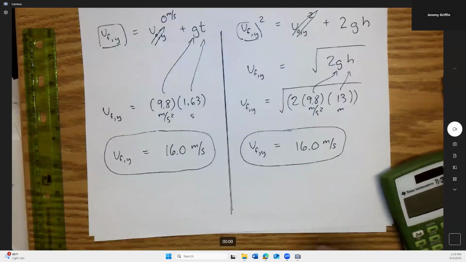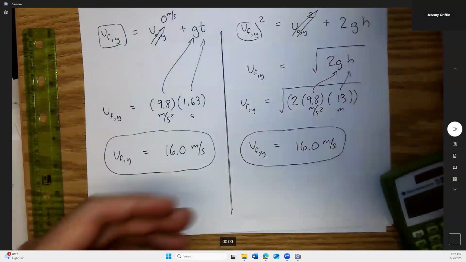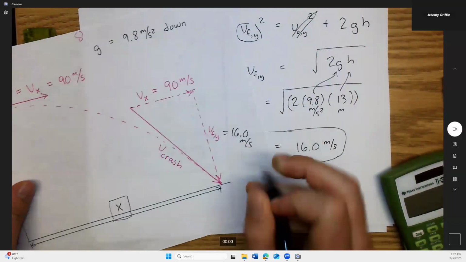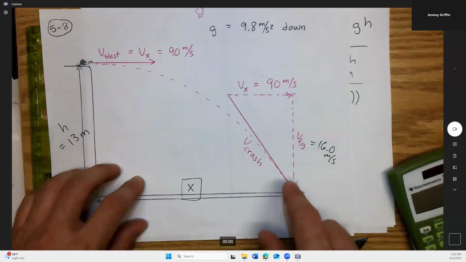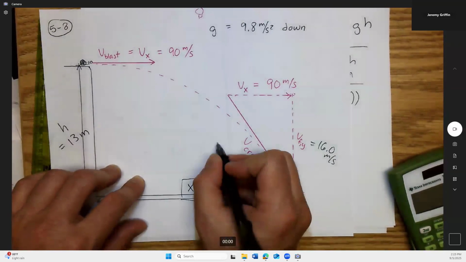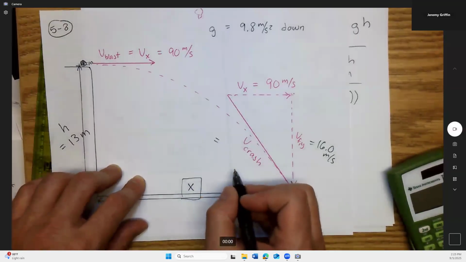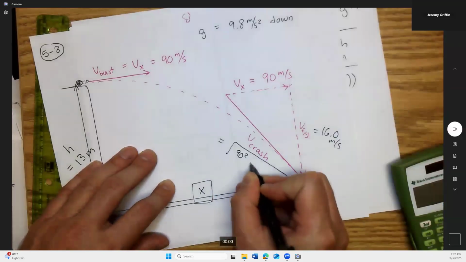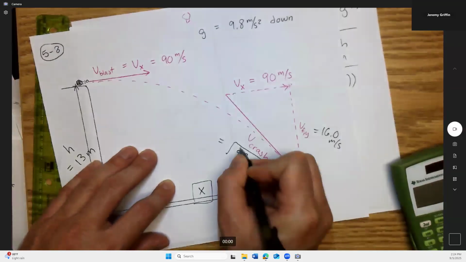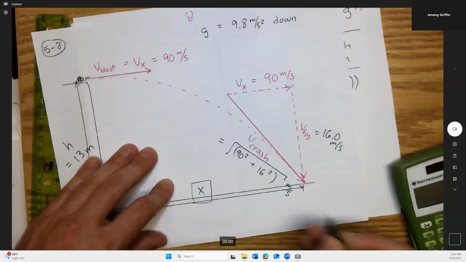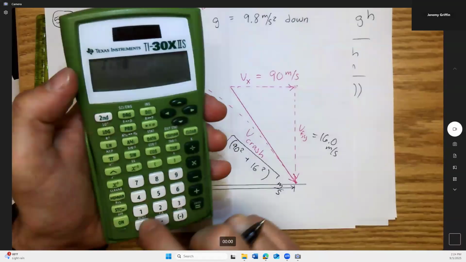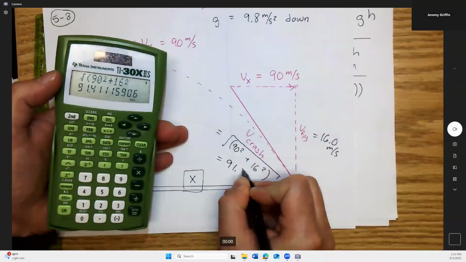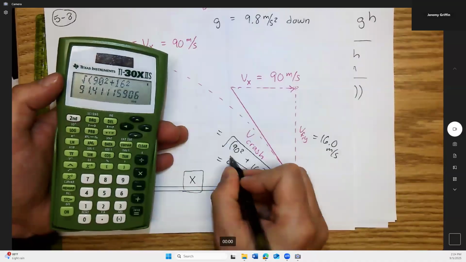Alright, so we gotta finish this up though. So now I know that this is 16 meters per second. Finally, how do you get crash speed? Pythagorean theorem. It's the square root of a squared plus b squared. So 90 squared plus 16 squared, and then square root, this would be meters per second. So the square root of 90 squared plus 16 squared is 91.4 meters per second. There it is.